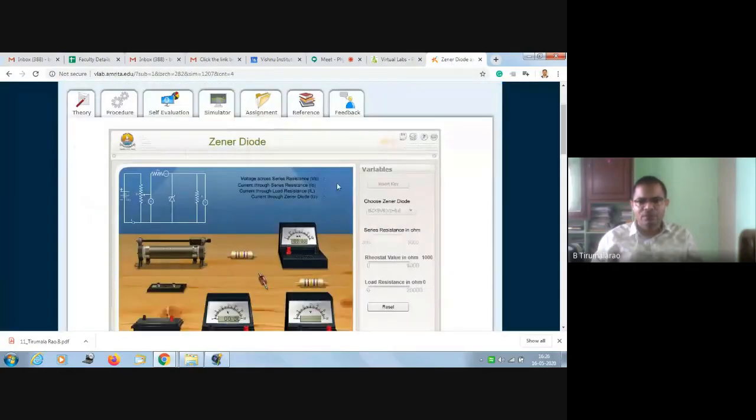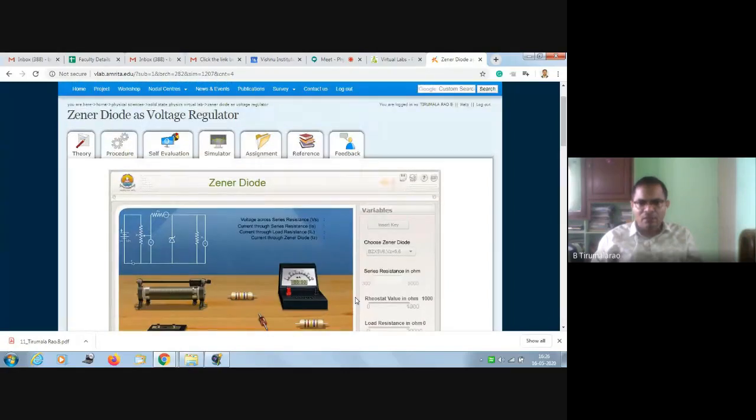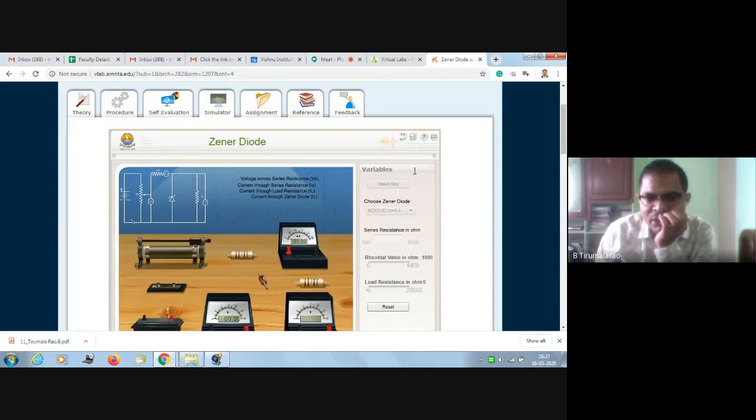Right. So these are the values, students. Then you see here, when you set all these values you can get four values. See, first value: voltage across series resistance, current across series resistance, current through load resistance, and current through Zener diode.